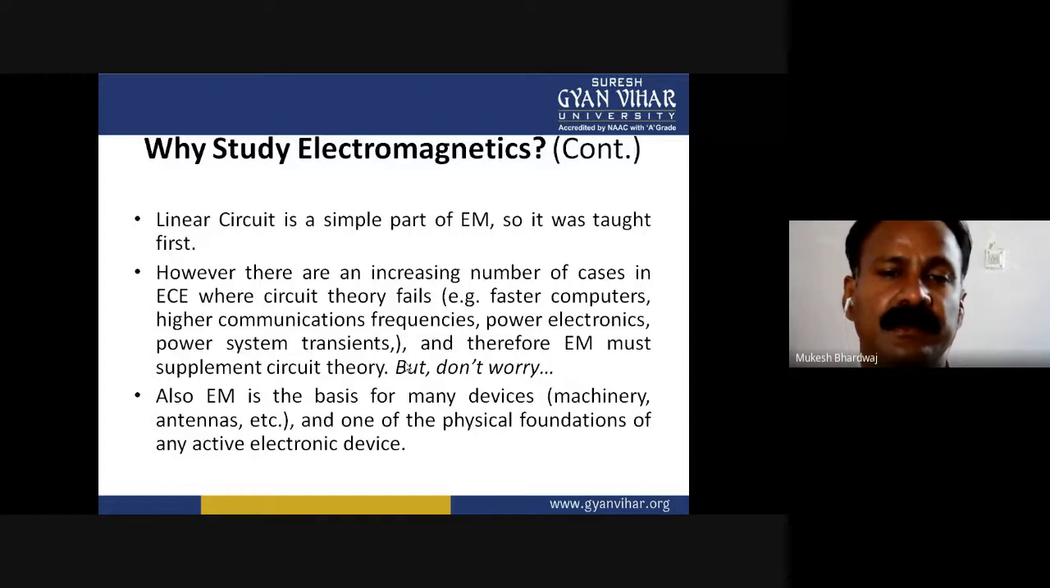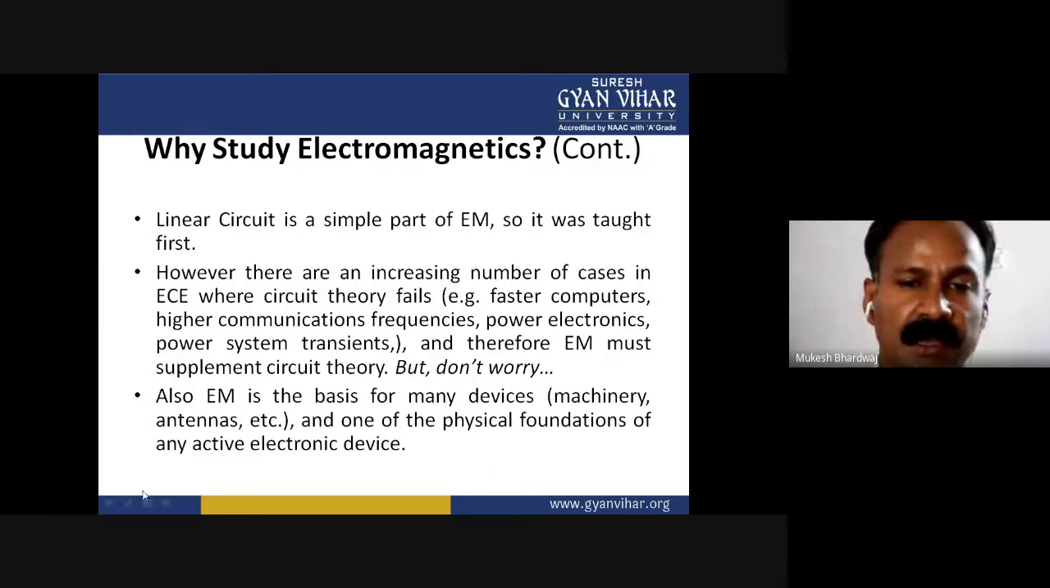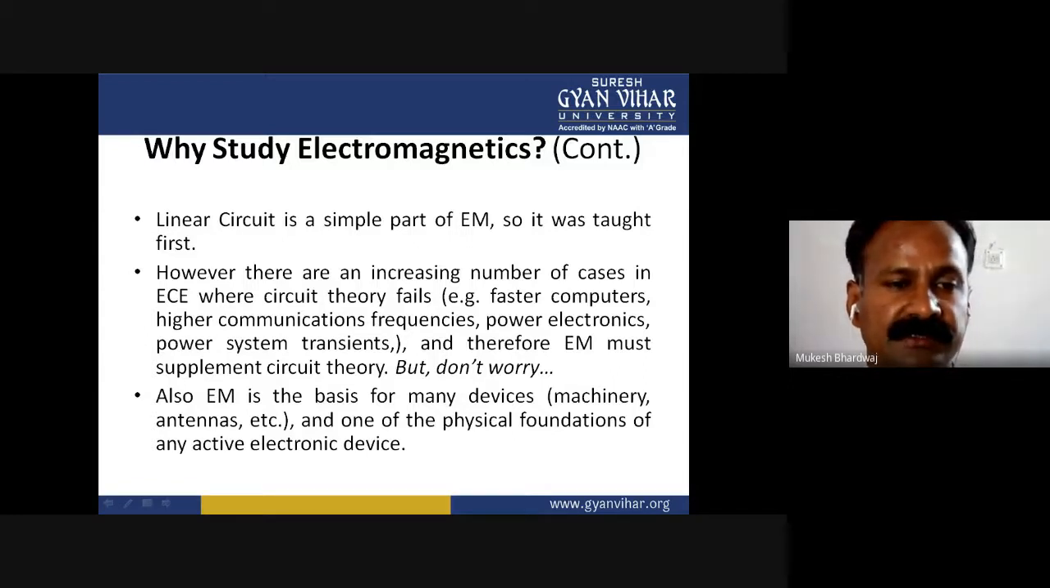However, there are an increasing number of cases in faster computers, higher communication frequency, power electronics, and power system transients, and therefore electromagnetics must supplement circuit theory. But don't worry, electromagnetics is also the basis for many devices, machinery, antennas, etc., and one of the physical foundations of any active electronic device.